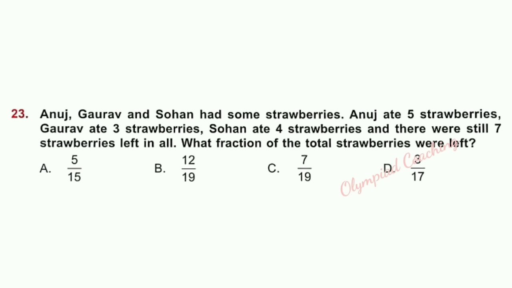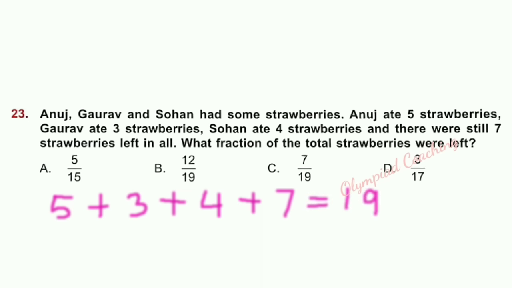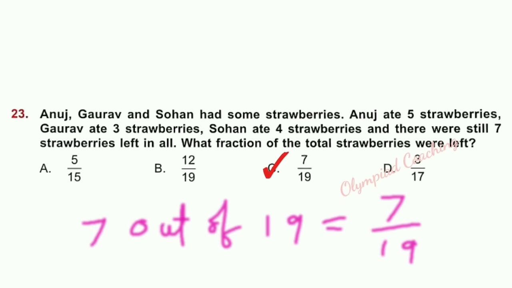Question number 23. Anju, Gaurav and Sohan had some strawberries. Anju ate 5 strawberries, Gaurav ate 3 strawberries, Sohan ate 4 strawberries, and there were still 7 strawberries left in all. What fraction of the total strawberries were left? Total strawberries are 5 plus 3 plus 4 plus 7 equal to 19 strawberries. 7 strawberries are left. So fraction of strawberries left out of total number of strawberries equal to 7 by 19.